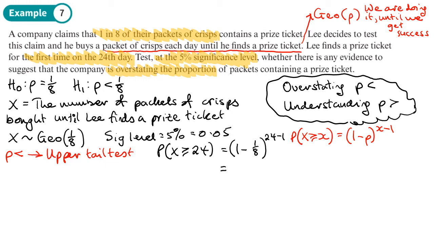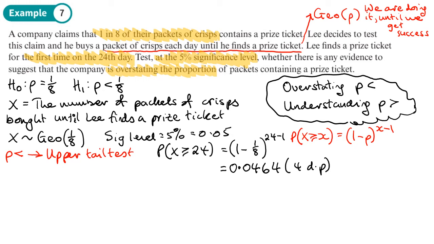So let's work that out. That's basically 7/8 to the power of 23. I'm going to have to put this in brackets, so I power the whole fraction to the power of 23. And we get, let's write this down, 0.0464. Remember, 4 decimal places normally for this. Now what we need to do is to compare this with our significance level.